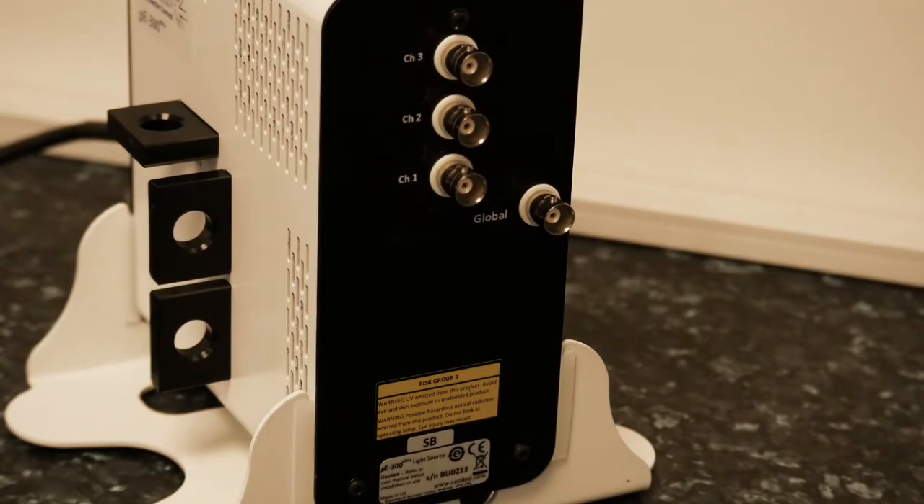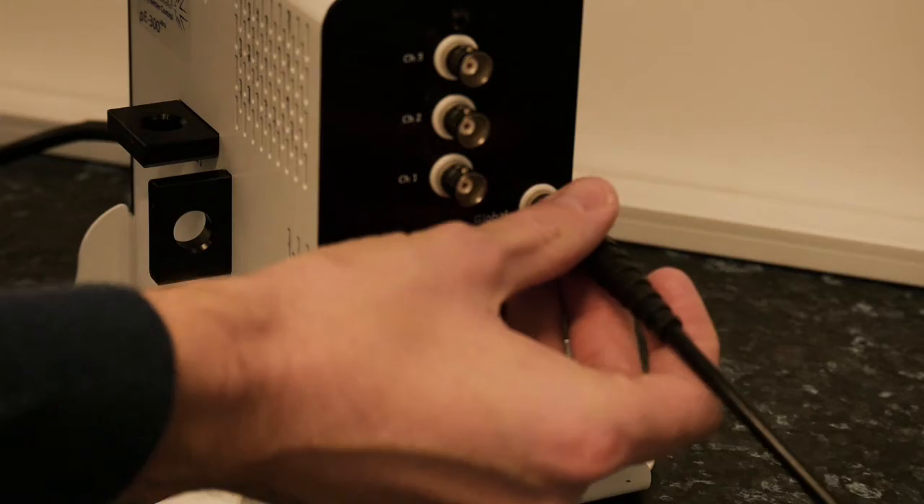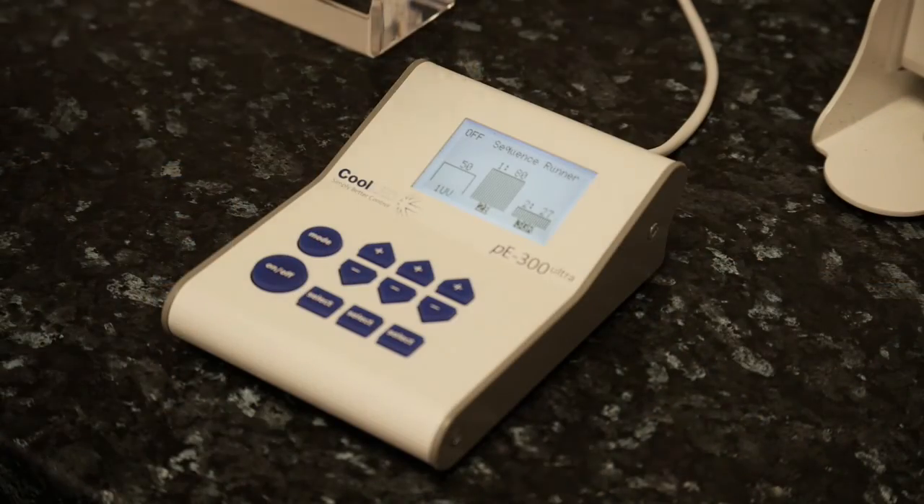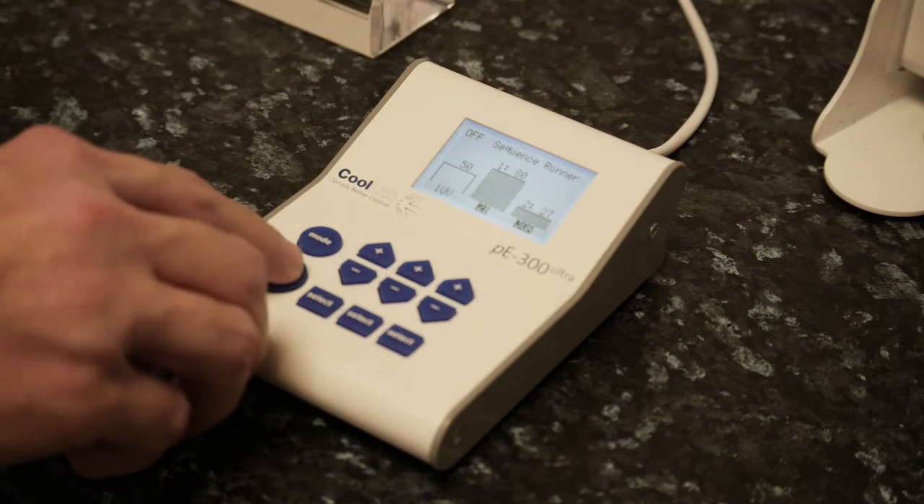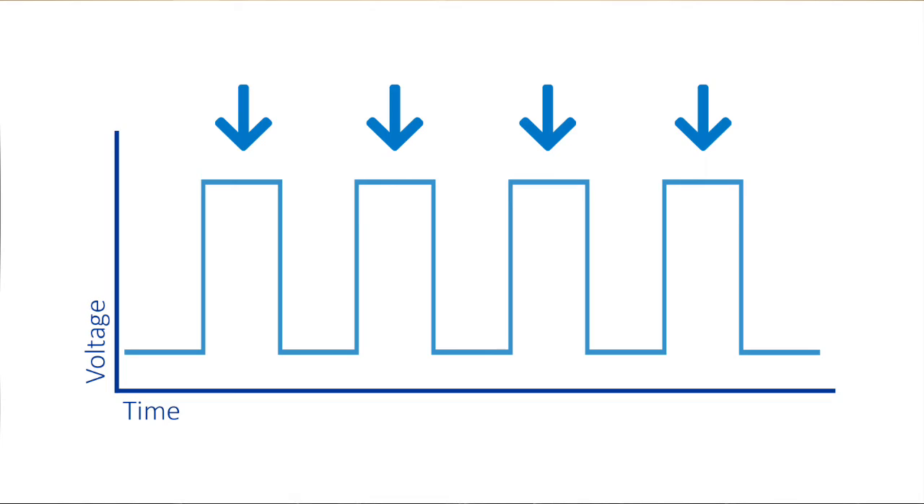When happy with your settings, connect your TTL input to the global BNC connector and press the on-off button on the control pod. The selected wavelengths will trigger at the next available TTL high.